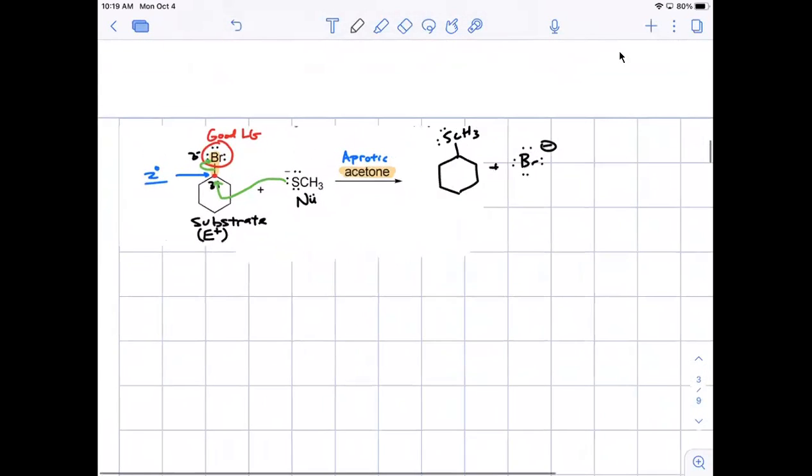So my nucleophile is going to attack my substrate and force the leaving group out, right? Bromine is, again, my leaving group. And they just swap places. The nucleophile swaps places with the leaving group.